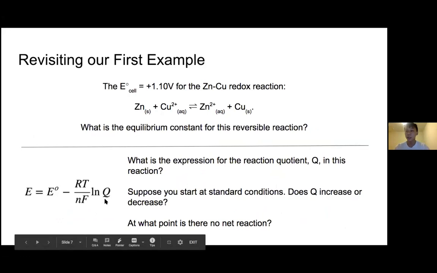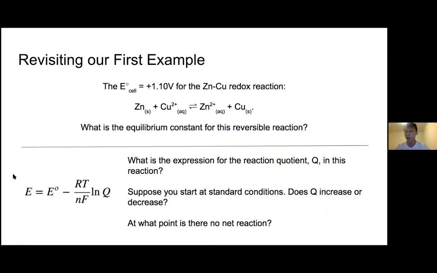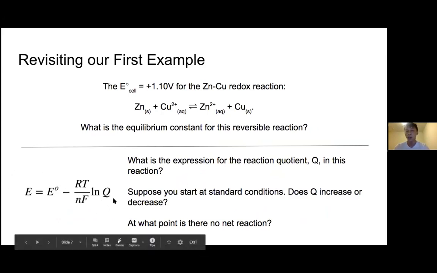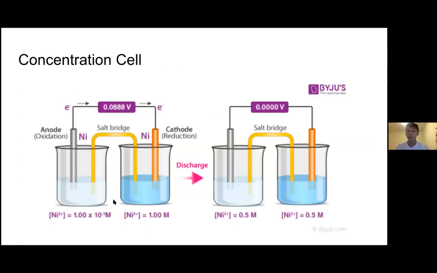So if we change this reaction quotient to be less than 1, then this term will be negative. Multiply this negative, it's positive. We get a positive voltage. So we want the denominator in our reaction quotient to be larger than our numerator. And this is kind of the basis of the concentration cell.